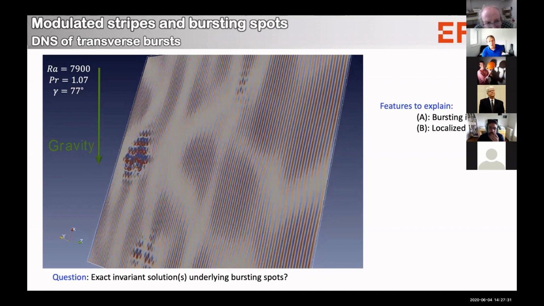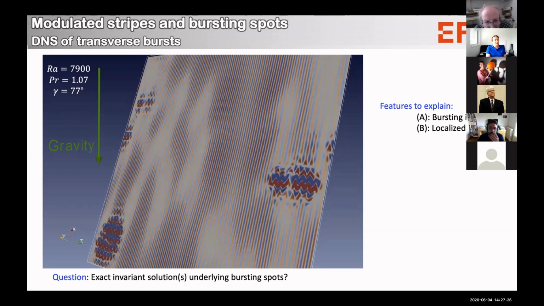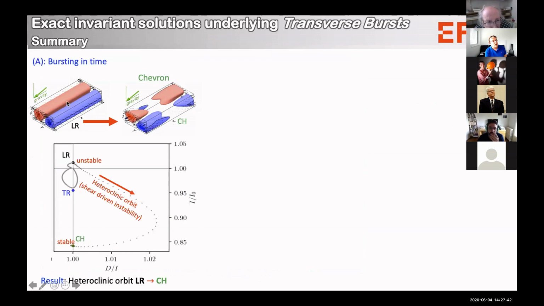So can we do this again with our invariant solutions? The answer is yes, and you can ask me about a lot of details, but just to give you a glimpse of that. So the bursting in time, we managed to explain by observing the following things. We have, again, these phase portraits. So we are close to the co-dimension 2 point, so both longitudinal and transverse rolls can play a role. The initial trajectory passes by the transverse rolls, goes to the longitudinal rolls, but the longitudinal rolls are unstable. And then there's an extremely quick and extremely energetic heteroclinic connection towards a new state that we identified, which captures the internals of this chevron pattern. So the strong bursting in time is mediated by a heteroclinic connection between these two states.